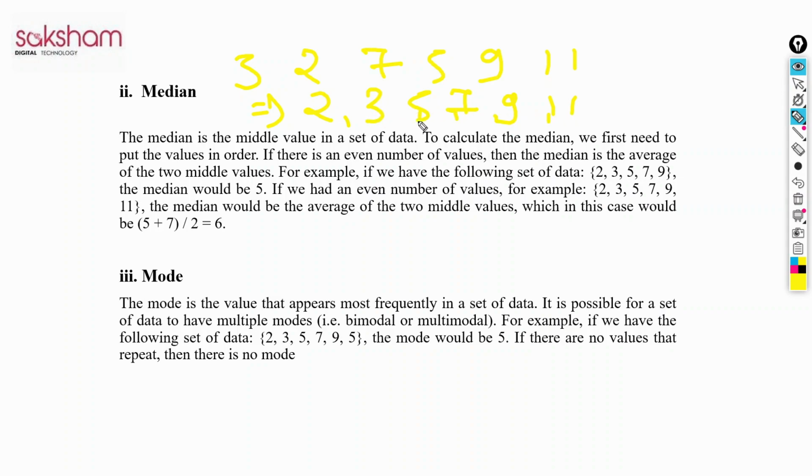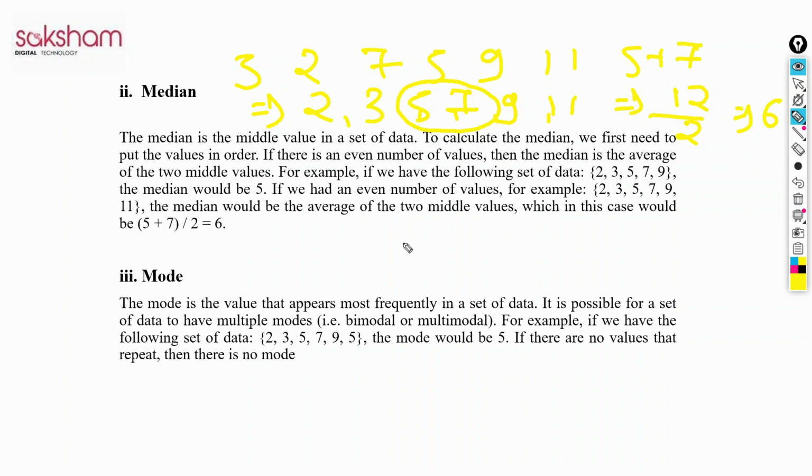We have 1, 2, 3, 4, 5, 6 values, so a single middle value is not decided. We take these two values because they are our two middle values, and sum them: 5 plus 7 is 12. Then we divide by 2, so our answer is 6. You can see 7 plus 5 is 12, and after dividing by 2, our answer is 6.